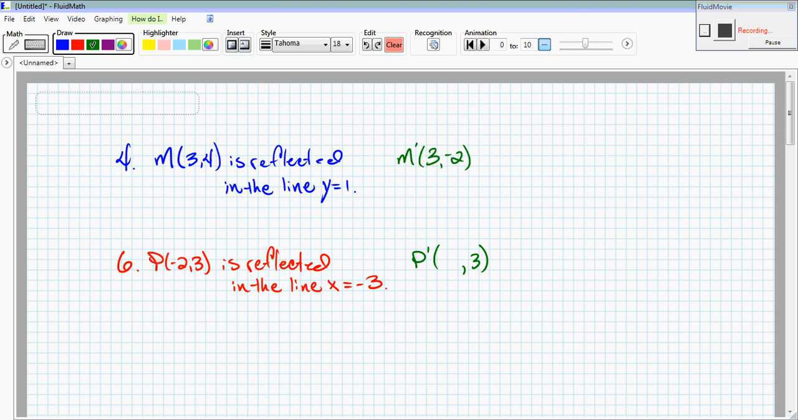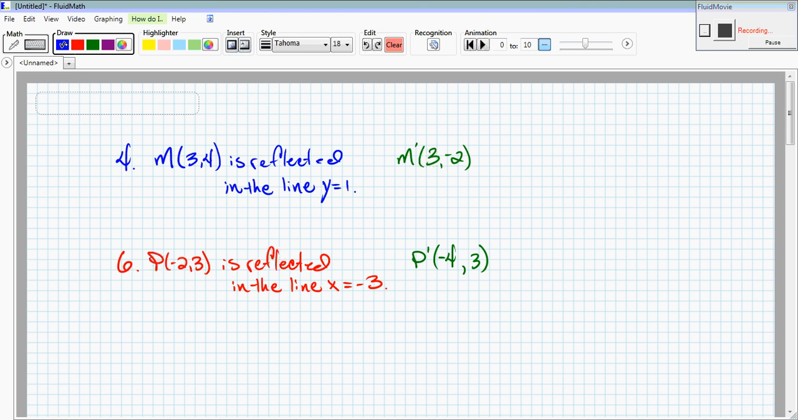Just like the previous example, the pre-image and the image have to be equidistant from the line of reflection. So we look at negative 2. It's 1 unit away from negative 3. So is negative 4. Negative 4 is also 1 unit away from negative 3. So therefore our x-coordinate should be negative 4. So we have P prime to be negative 4, 3.